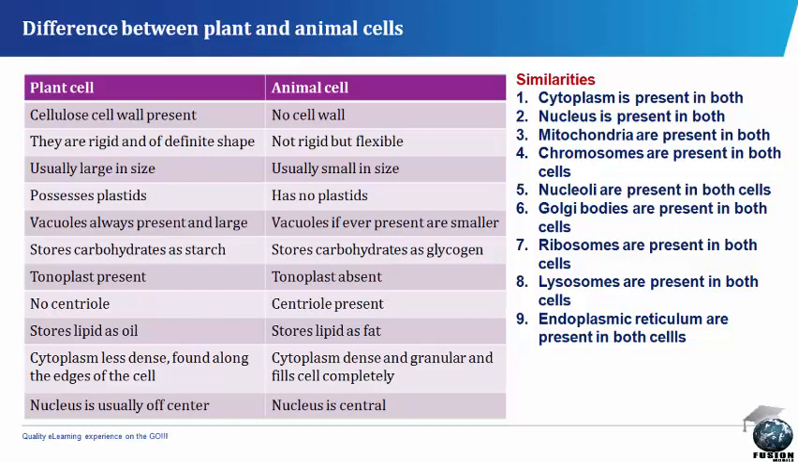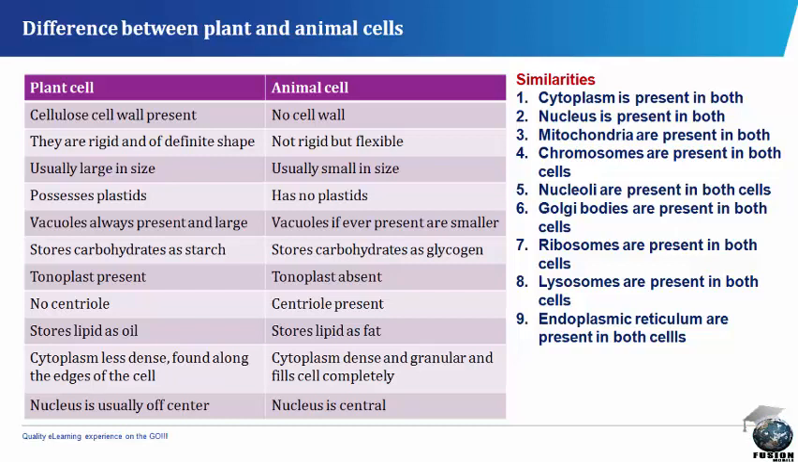The plant cell's vacuoles are always present and large, but in animal cells, even if vacuoles are present, they are smaller. The plant cell stores carbohydrates as starch, but animal cell stores carbohydrates as glycogen. Tonoplast is present in plant cell but absent in animal cells. Plant cells have no centriole. Centriole is present in animal cells. Plant cell stores lipid as oil. Animal cell stores lipid as fats.